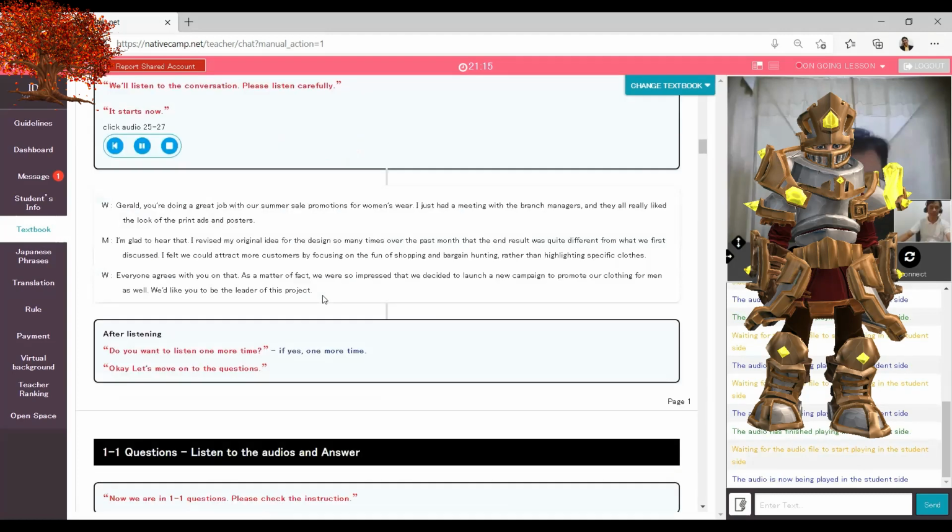Gerald, you're doing a great job with our summer sale promotions for women's wear. I just had a meeting with the branch managers, and they all really liked the look of the print ads and posters. I'm glad to hear that. I revised my original idea for the design so many times over the past month that the end result was quite different from what we first discussed. I felt we could attract more customers by focusing on the fun of shopping and bargain hunting rather than highlighting specific clothes. Everyone agrees with you on that. As a matter of fact, we were so impressed that we decided to launch a new campaign to promote our clothing for men as well.